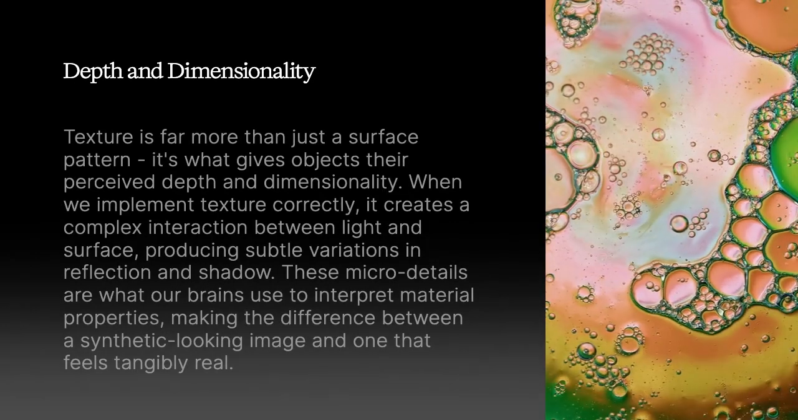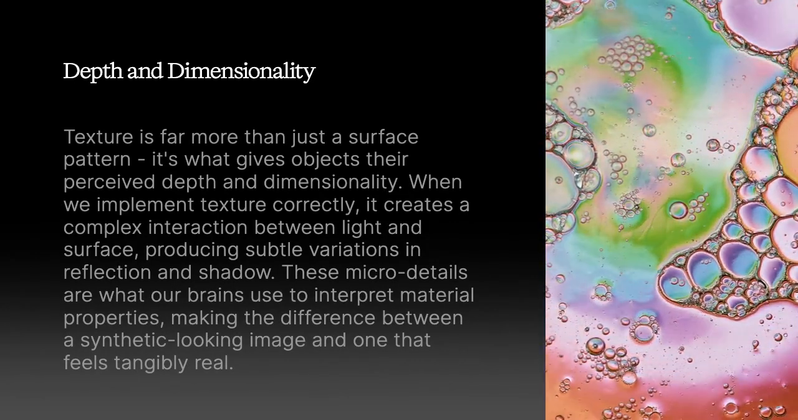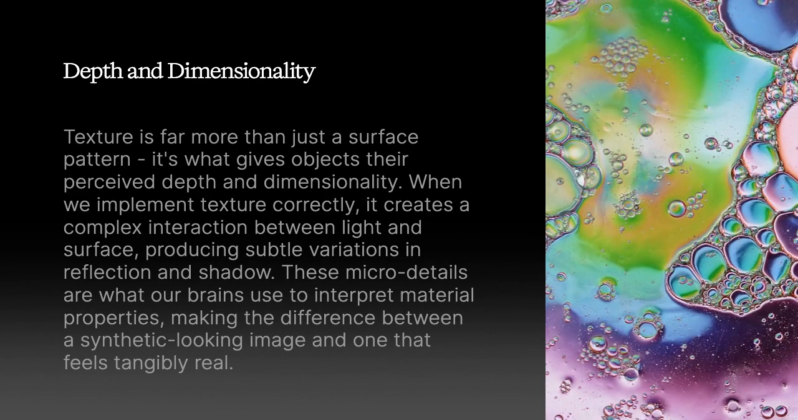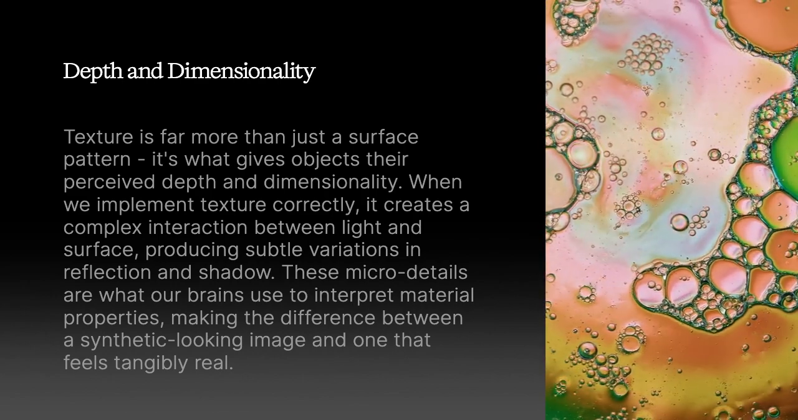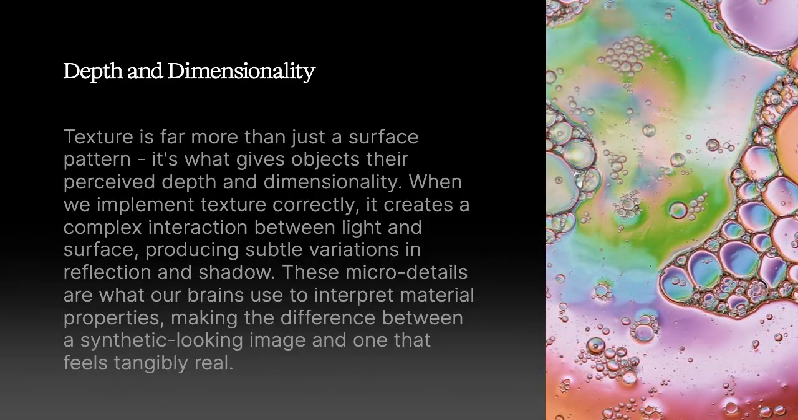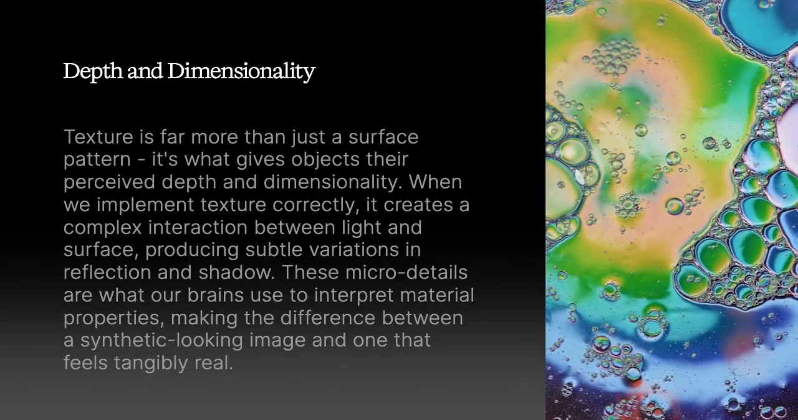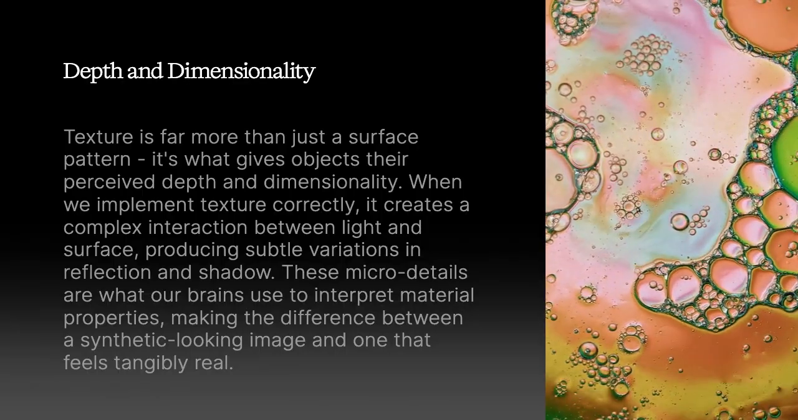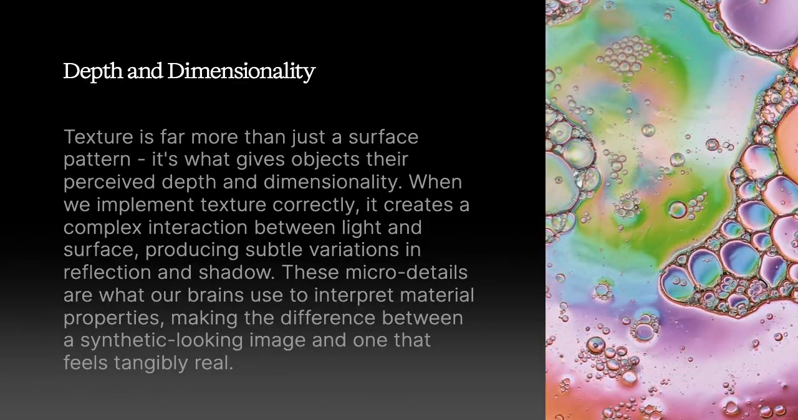Texture is far more than just a surface pattern. It's what gives objects their perceived depth and dimensionality. When we implement texture correctly, it creates a complex interaction between light and surface, producing subtle variations in reflection and shadow. These micro details are what our brains use to interpret material properties, making the difference between a synthetic-looking image and one that feels tangibly real.